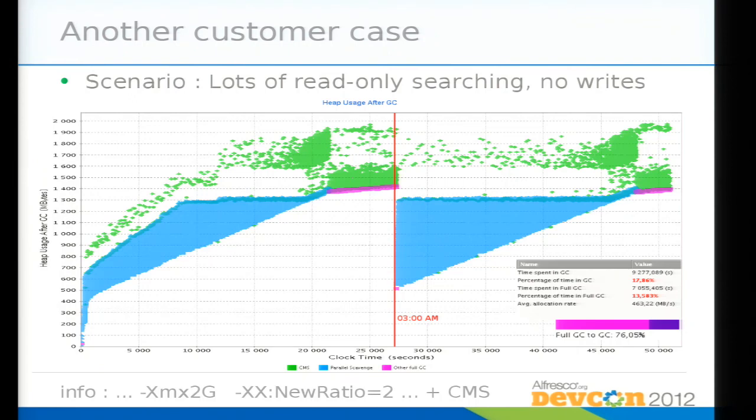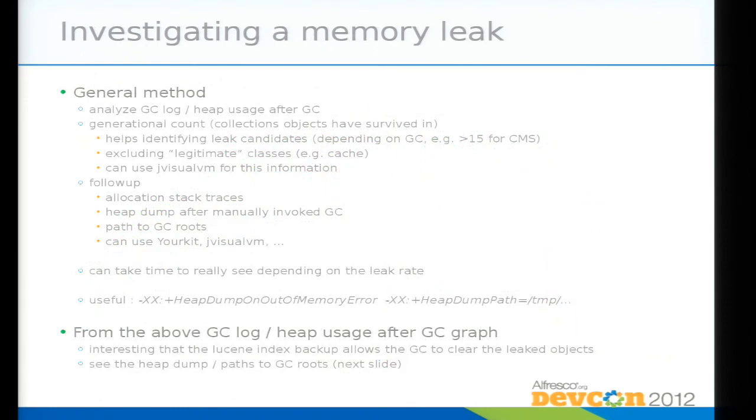So this scenario was pretty unusual because it was people doing only read-only searching during the whole day and absolutely no writes. So that's pretty strange. So what we did to analyze this leak is that the general method to analyze a memory leak is this one. I summarized it here. What you want to do is analyze the GC log and this graph, heap usage after GC, and then you want to use maybe JVisualVM to find out the collections, how many objects are surviving, maybe too many collections.